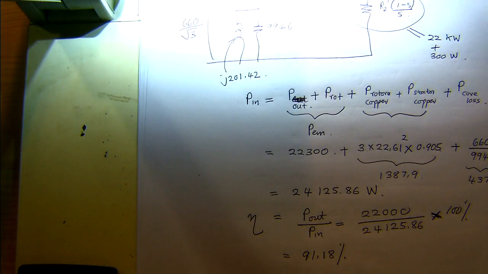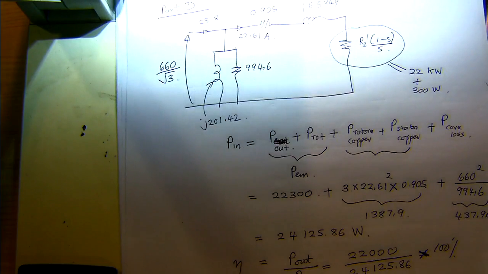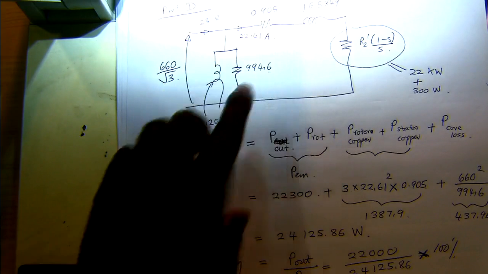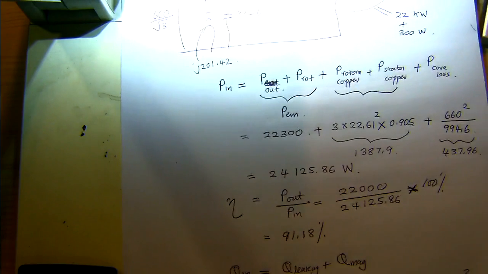At starting point, the shaft is not moving. The slip is 1. Then this is effectively a short circuit, and then the supply sees only these 2 impedances. So it's really a high current condition. So we need to find how much is the starting current compared with the rated current.